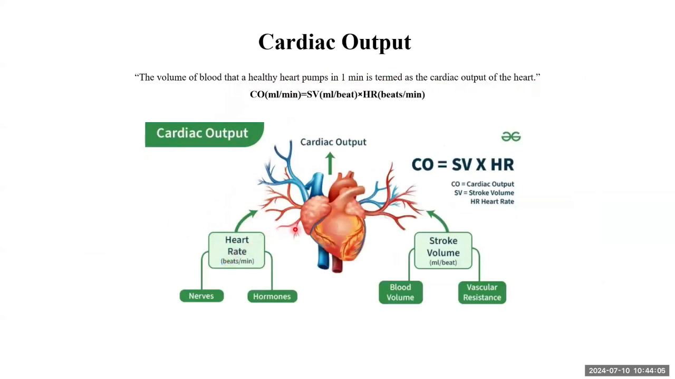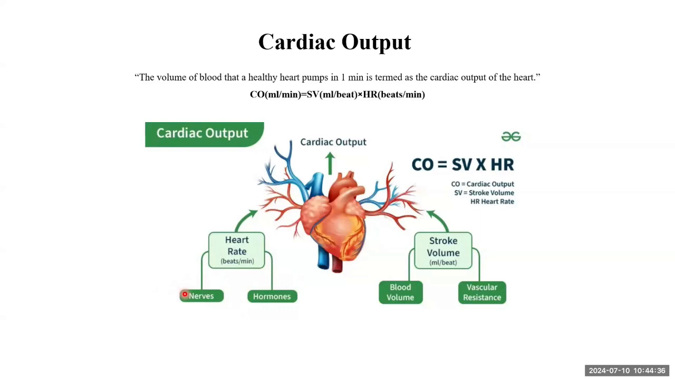Basically, cardiac output is decided by the heart rate and the stroke volume. Heart rate means the number of beats per minute, and the number of beats per minute is decided by the hormones and the nerves, which means hormones can affect the heart rate, as well as our nerves can alter the heart rate as well. We have two types of nervous stimulation.